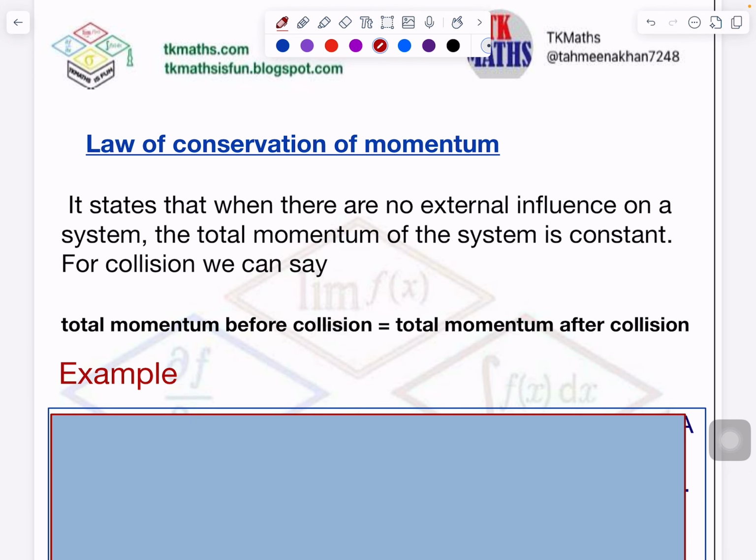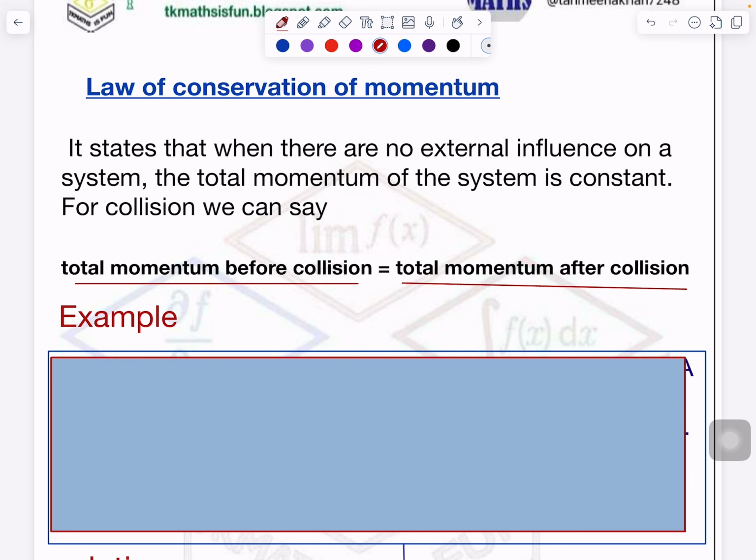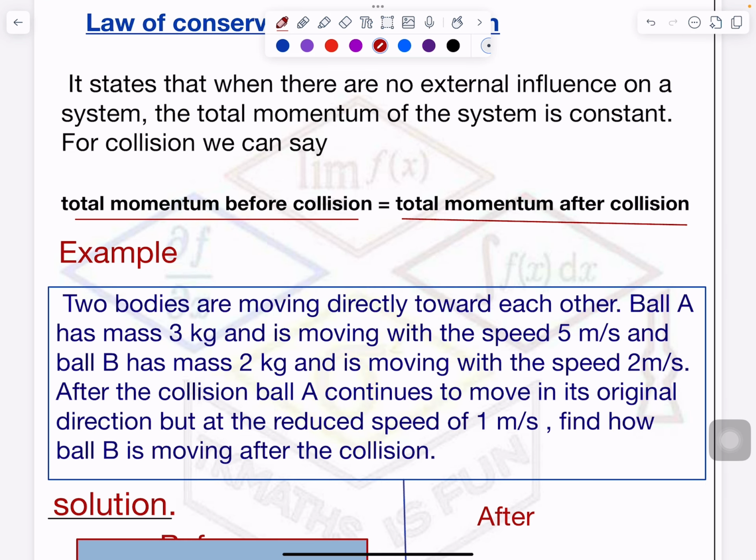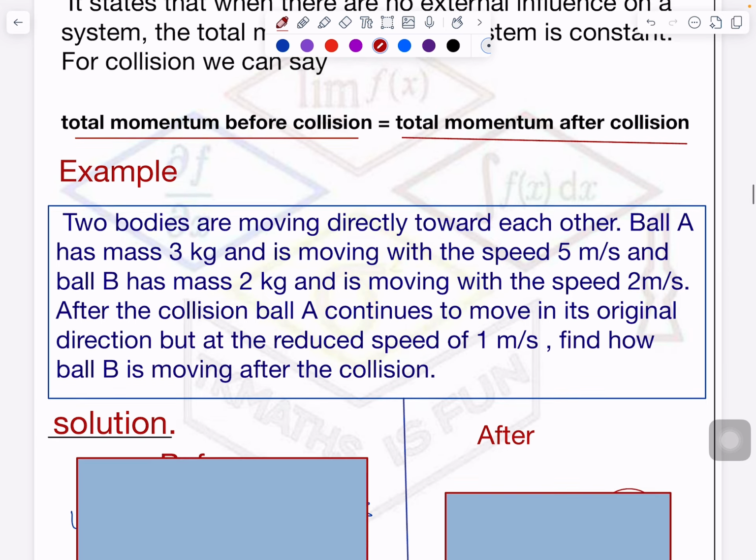The rule of the law of conservation of momentum is that total momentum before collision equals total momentum after collision. Now what happens after collision? There are multiple situations. We will see different situations in different questions. So let's see this one.